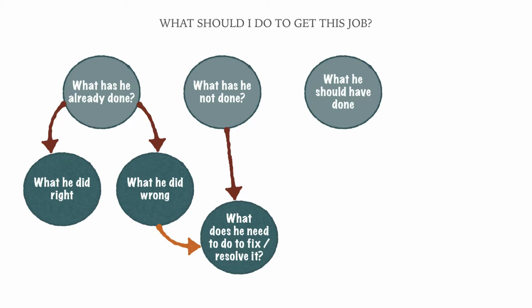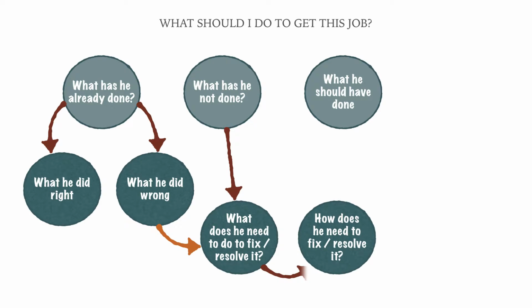Okay. Now, once he knows what he needs to do to fix or resolve it, you need to know how. Okay. What he has not done, what he needs to do to fix it, and how can he go and fix it, right? This could be connected with what he should have done. So you can look at both these points together later on.